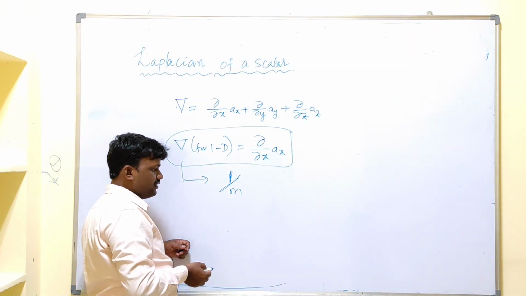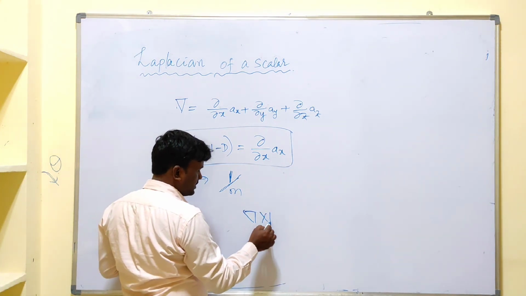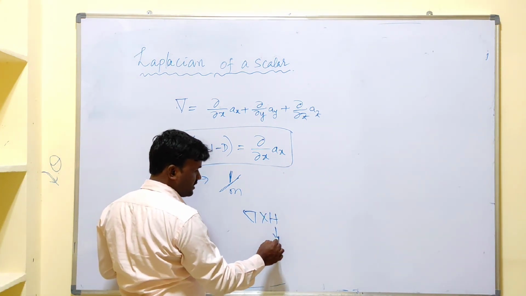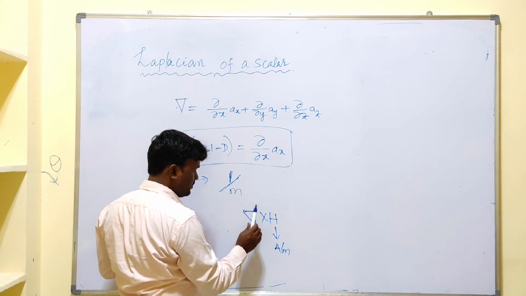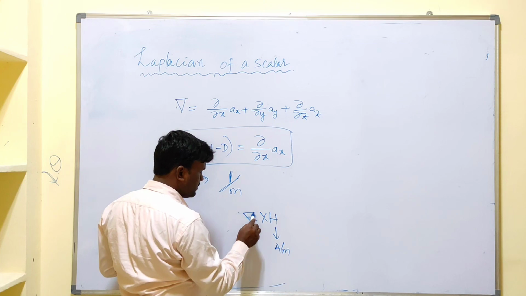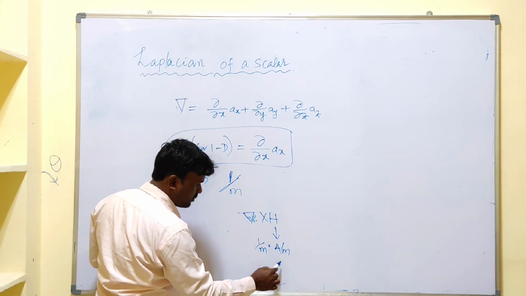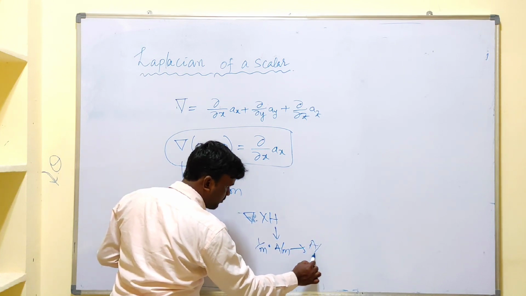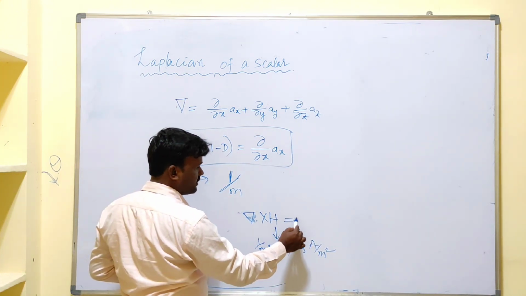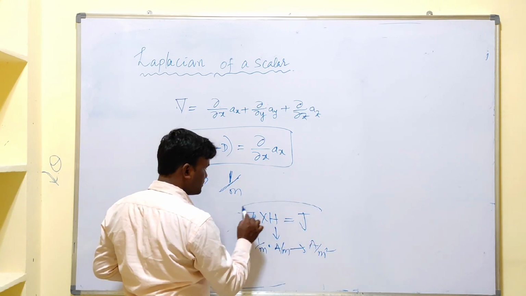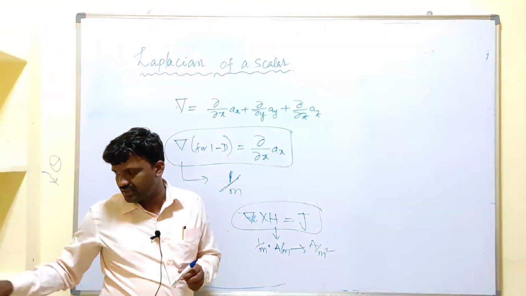If you know this, we can write the expression del cross H. H is ampere per meter, and the unit of the del operator is per meter. Per meter into ampere per meter gives ampere per meter square, which is current per unit area, that is, current density. So del cross H equals J. This is one of Maxwell's equations.